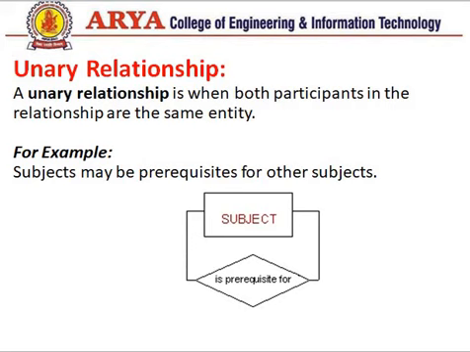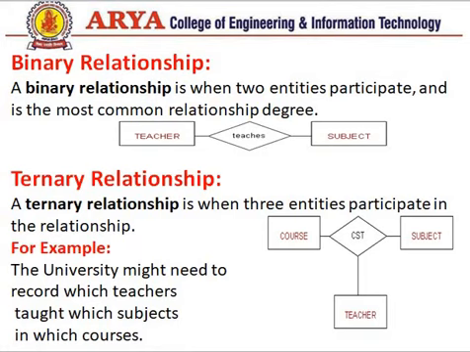Now we start the binary relationship. What is a binary relationship? If two entity sets participate in a particular relationship set, it is a binary relationship. When two entities participate, it is the most common relationship degree. In this diagram we see that teaches is the relationship, with participating entities teachers and subjects.